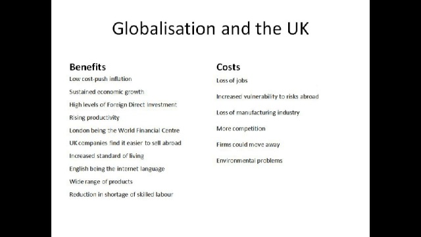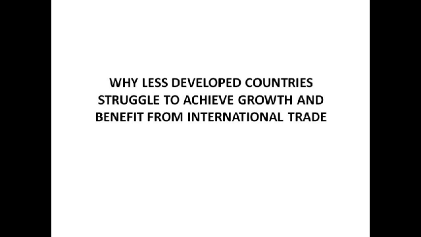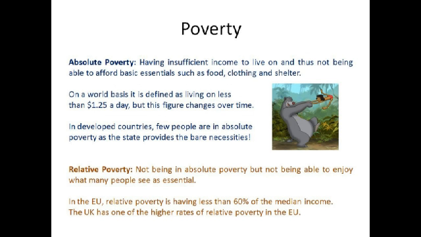Join the eco team. Nice long title here for the penultimate section, which is why less developed countries struggle to achieve growth and benefit from international trade. So there's two main types of poverty. Absolute poverty, which is when you've got insufficient income to live on and thus not being able to afford basic essentials such as food, clothing and shelter. And on a world basis, this is defined as living on less than $1.25 a day, but this figure changes over time. And in developed countries, few people are in absolute poverty, as the state provides the bare necessities.